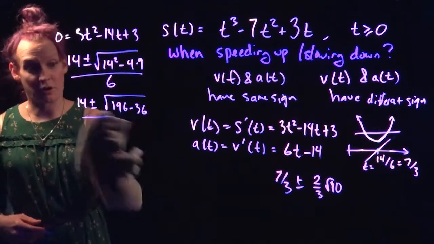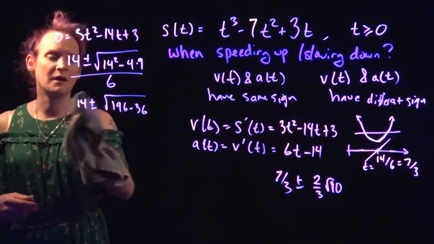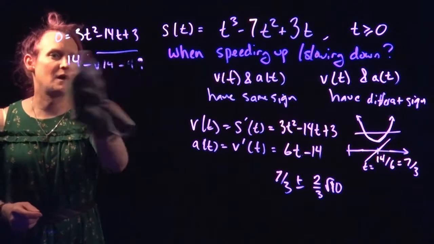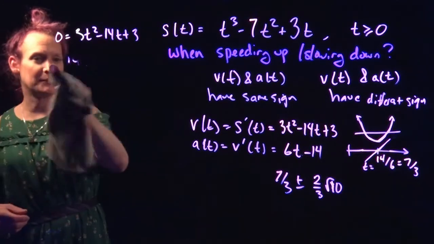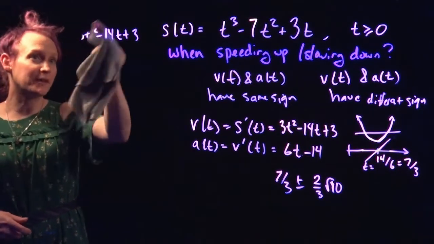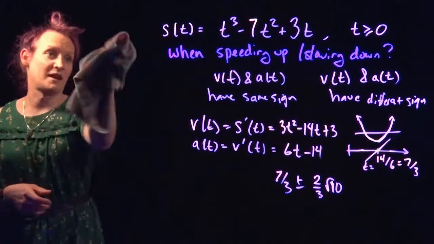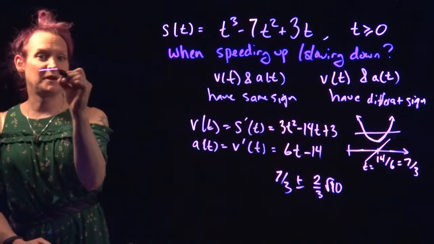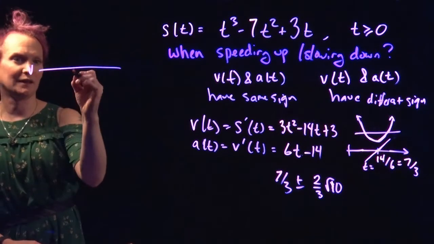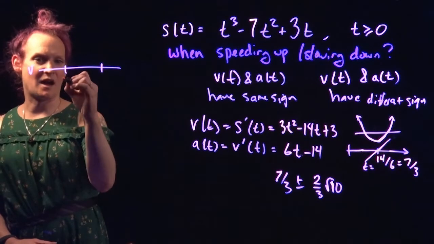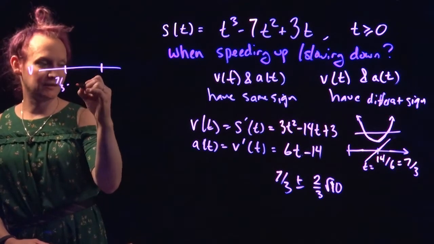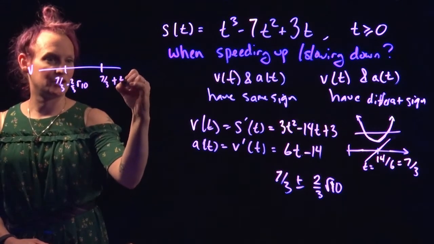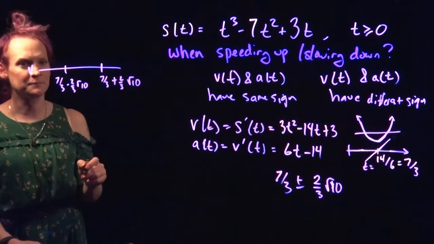Okay, that was all side work, scratch work, if you will. And now I'm going to use that to construct my little number lines that I'm going to label with pluses and minuses, and ultimately apply this have-the-same-sign, have-different-sign thing in order to do the analysis for speeding up, slowing down. Okay, so V is here. This is at 7/3 minus 2/3 root 10, and this is 7/3 plus 2/3 of root 10.